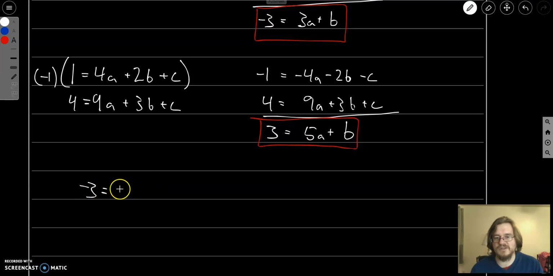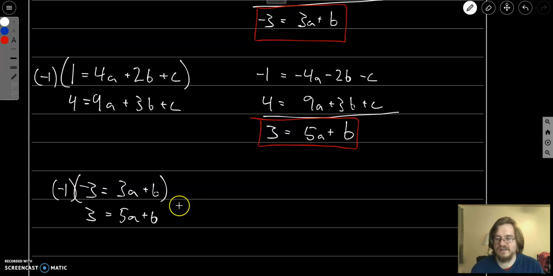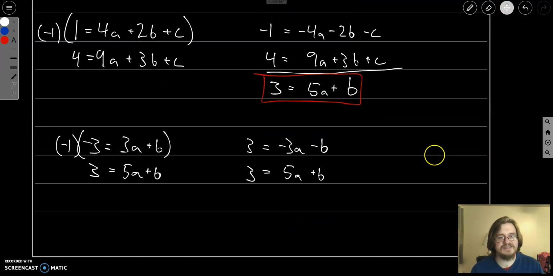Two equations. The first equation, -3 is equal to 3A plus B. Second equation, 3 is equal to 5A plus B. Oh, hey, look, the B's nearly cancel. Let's get them to cancel. I'm going to multiply the top equation by -1. And we will get -1 times -3 is 3, is equal to -3A minus B. The bottom, 3 is equal to 5A plus B.